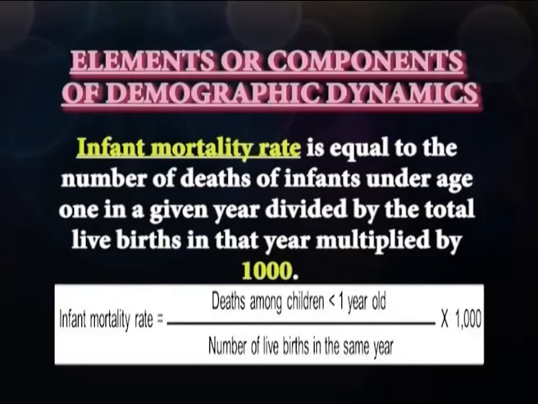Mortality can be measured by several measures or rates such as crude death rate, infant mortality rate, child mortality rate and maternal mortality ratio. Infant mortality rate is equal to number of deaths of infants under age 1 in a given year divided by total live births in that year multiplied by 1000.